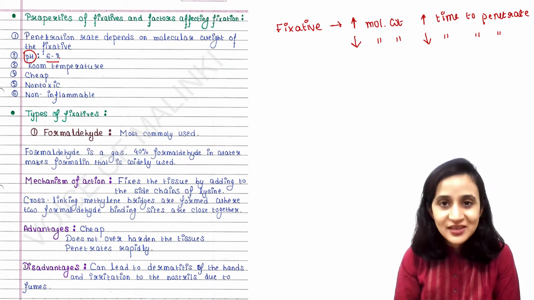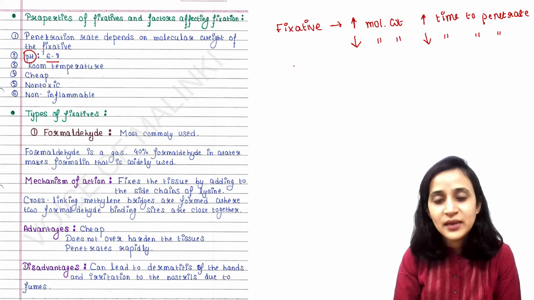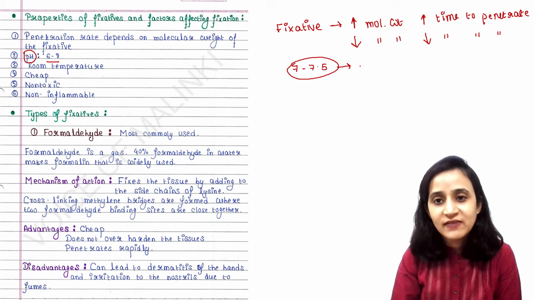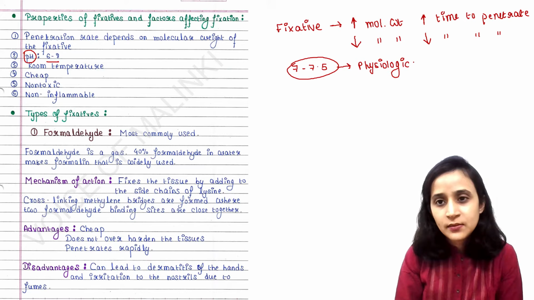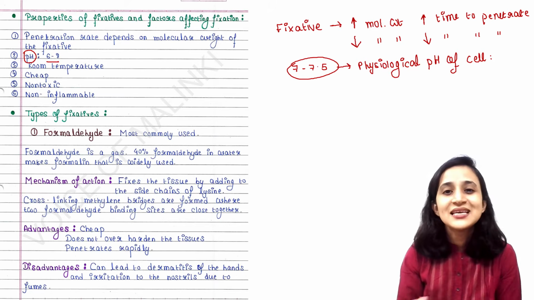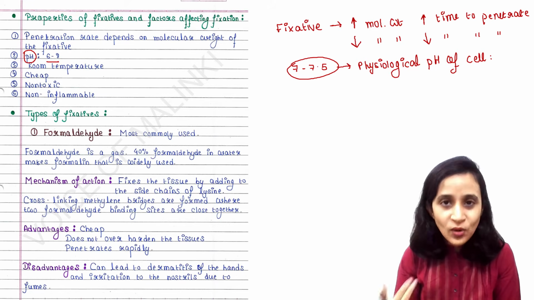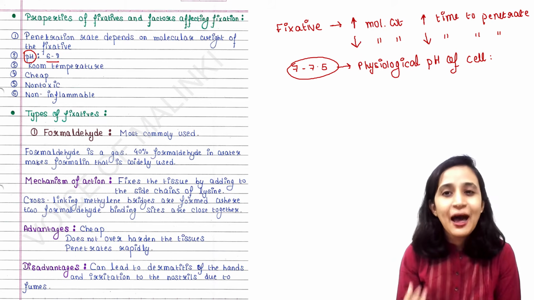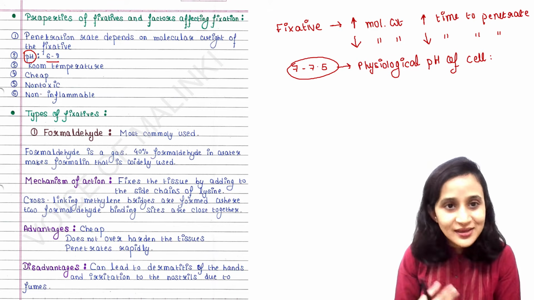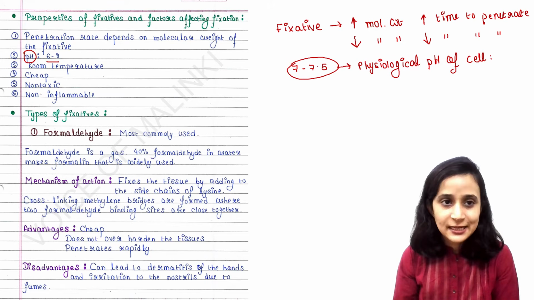Why? Because the physiological pH of the cell would be 7 to 7.5, right? 7 to 7.5 is the physiological pH of cell. So if you apply a fixative that has less pH or that has more pH, it will hamper the physiological pH of cell and that in turn will destroy the cell. So that is lethal for the cell.